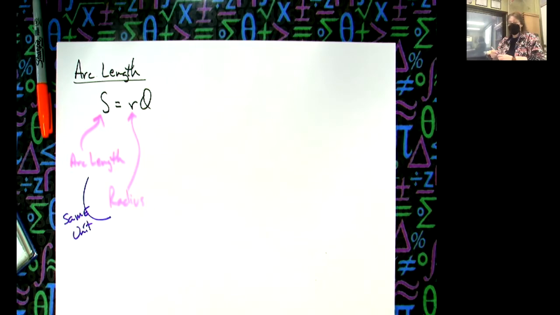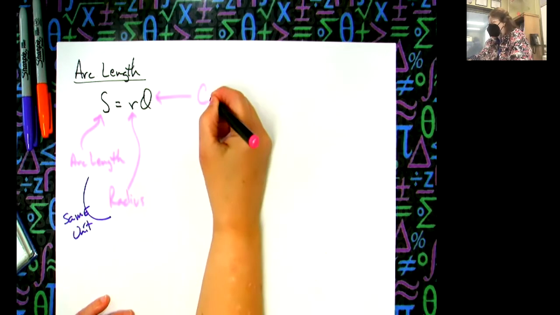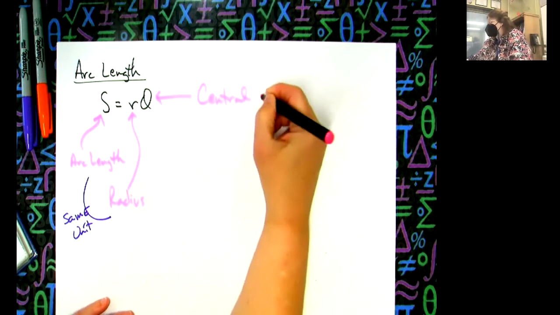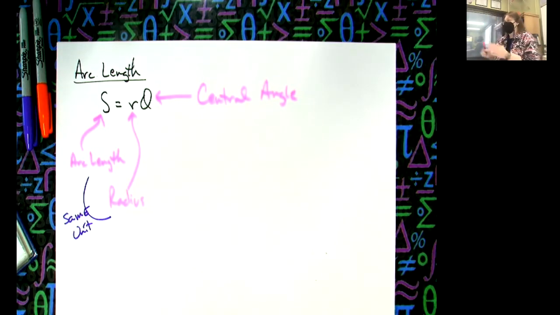Okay, now the theta is the central angle. We've already looked at a central angle today. It's got that vertex at the origin. Okay, it goes out.